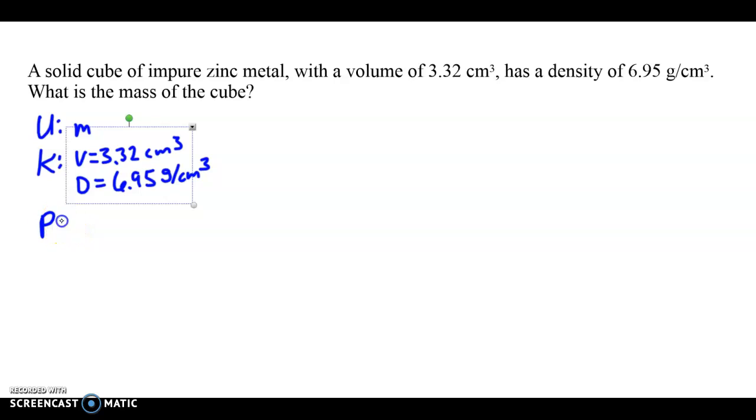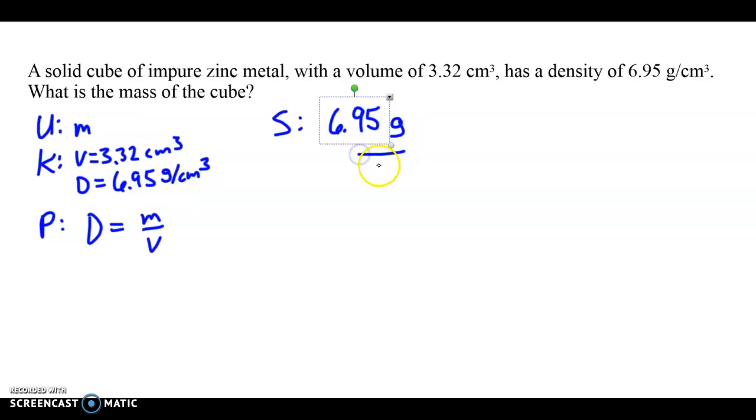All right, our plan, we have mass, volume, and density. We know two of the three, so we can use the density equation. So D equals M divided by V. And then when we solve, we're going to plug in what we know in place of those variables. So we know 6.95 grams per centimeter cubed. So density equals mass divided by volume. We don't know mass, but we do know volume is 3.32 centimeters cubed.